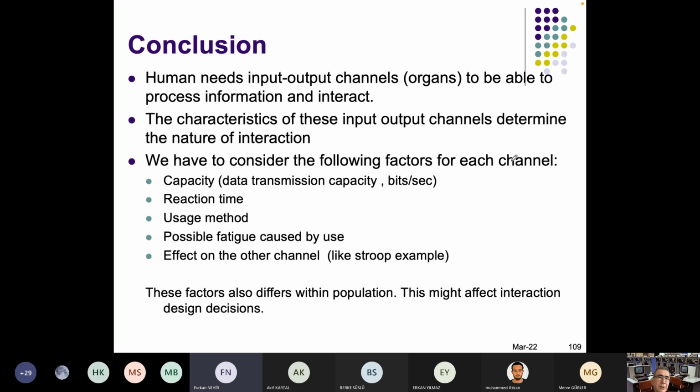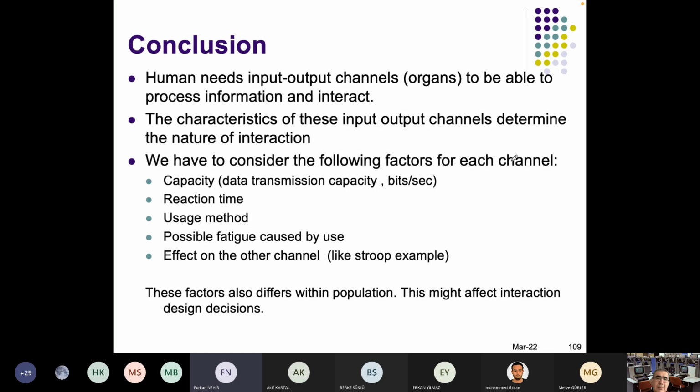So for today, we have finished the input and output channels, and the characteristics of these input and output channels determine the nature of interaction. And for each information channel, we need to consider the capacity, reaction time, usage method, fatigue, interface, interference between different channels, and more importantly, capacity of the channel. Capacity of the visual channel is a lot. However, there are different issues.